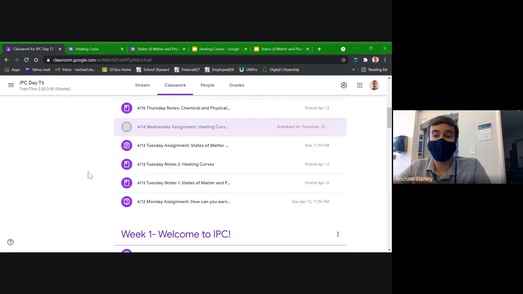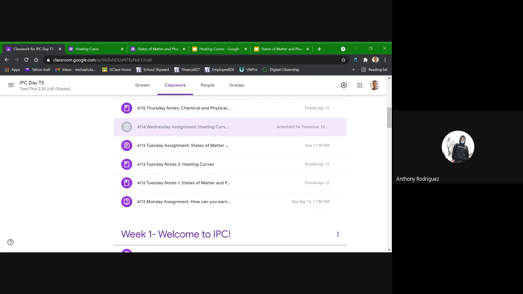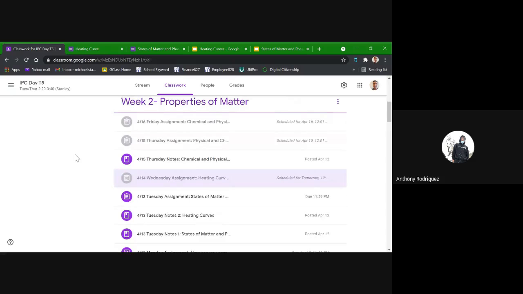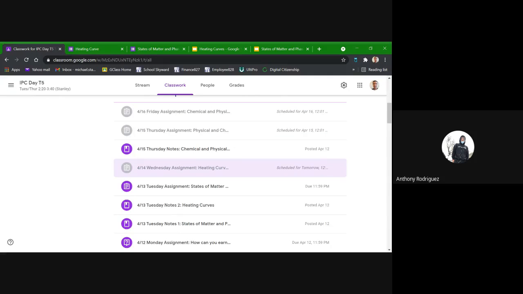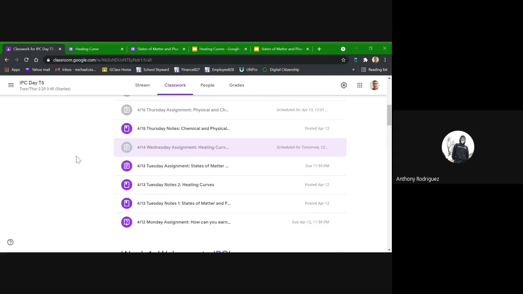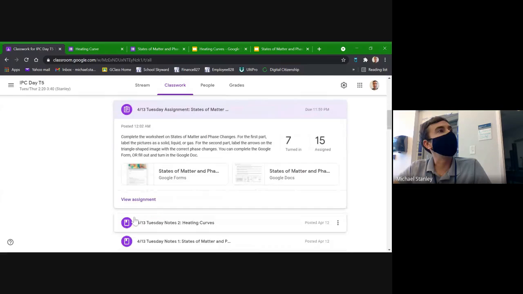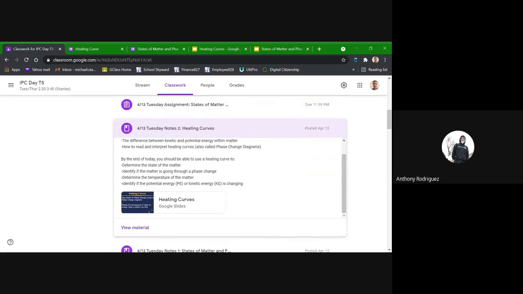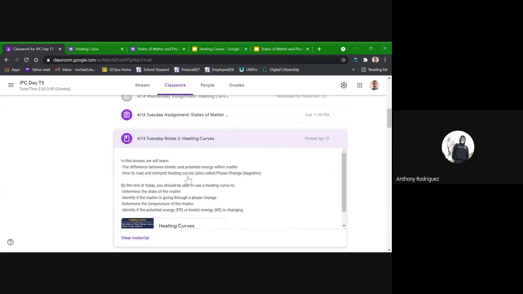All right, any questions about either of the homeworks, the different states of matter or the heating curve homeworks? Yeah, on the Google Classroom, it says the states of matter one and then the notes two heating curve. It doesn't have any work attached to it, right? It's just like the slideshow thing. There isn't any PDF or anything.